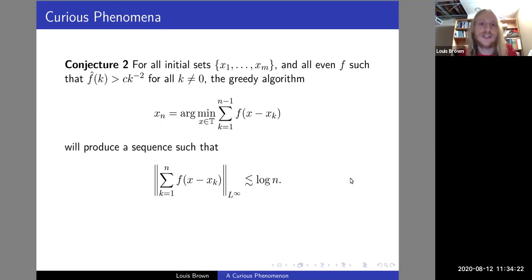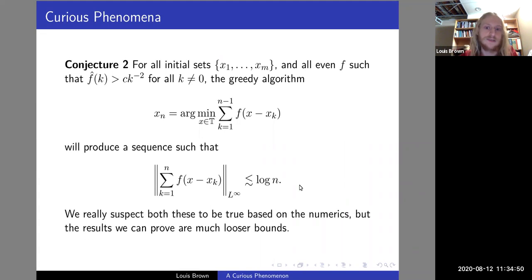Okay, and we also conjecture that for all initial sets x1 through xm, and all even f such that f hat of k is greater than c over k squared for all non-zero k, then this greedy algorithm will produce a sequence such that the L infinity norm of this function, the sum from k equals 1 to n of f of x minus xk, the effective potential function, is also going to be order at most log n. And we really suspect that both of these are true based on all of the numerics, but the results we can prove are much looser bounds. So these are very much open problems.